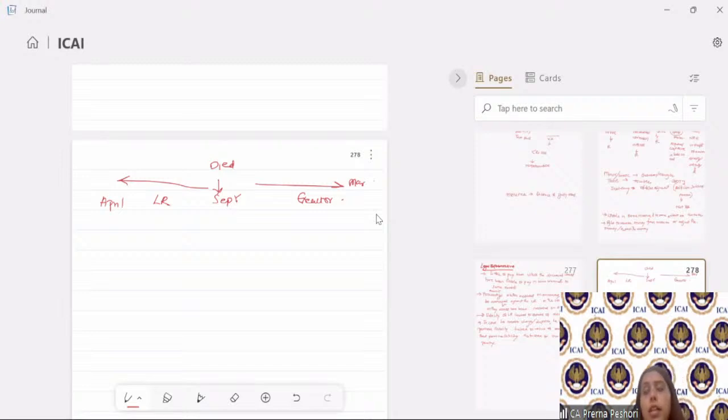So executor will only come into picture after the death of the deceased. Before that, whatever the period is there, that will be in the hands of the legal representative. Any doubt?